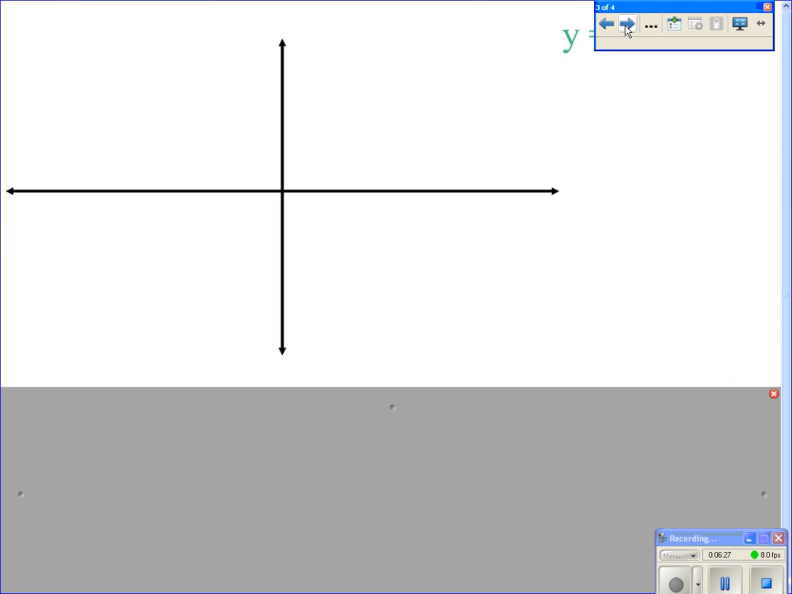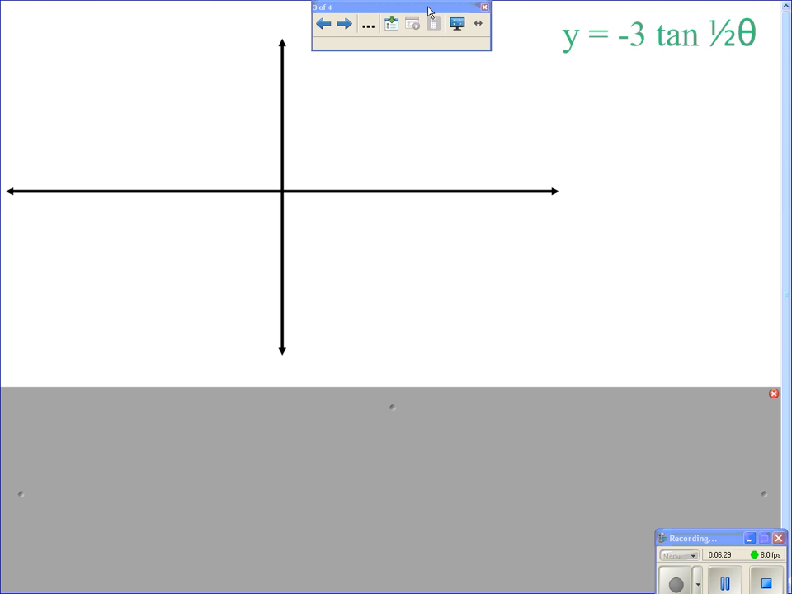All right. This one. Negative 3 tan 1/2 theta. So let's graph it first. It's always good to just draw some asymptotes here. So we've got a framework to build in.